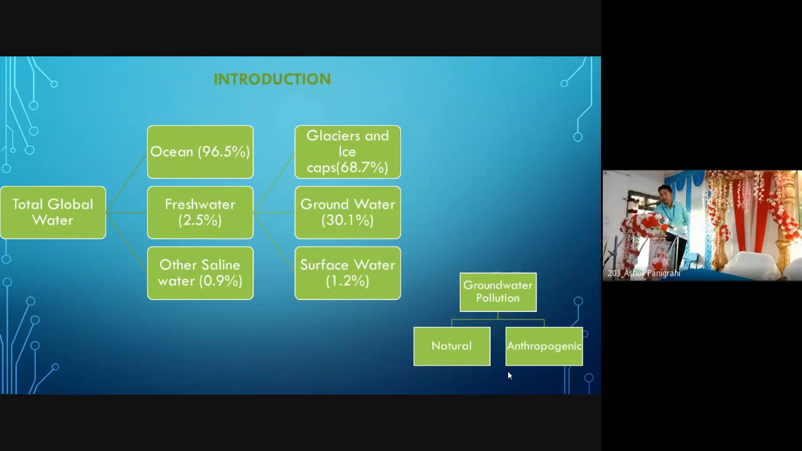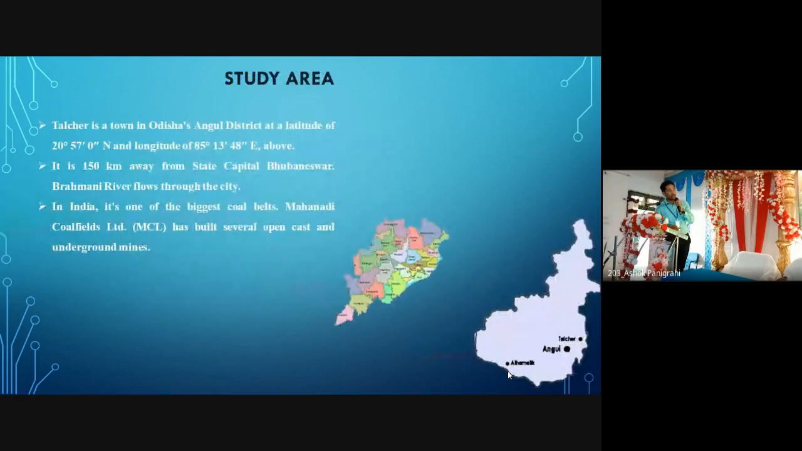The groundwater is very important for drinking water in both rural and urban areas, and it can be polluted in a natural way or in an anthropogenic way. If we talk about the anthropogenic way, then mining is one of the major causes.